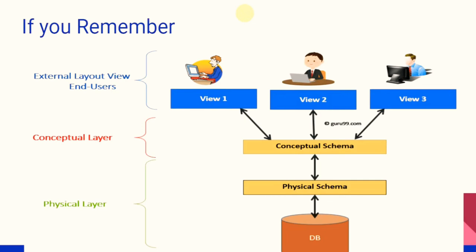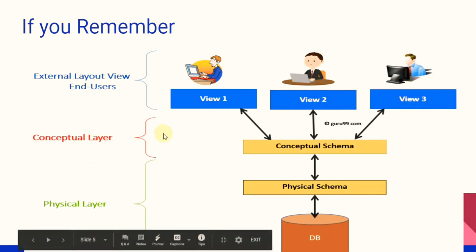If you remember, in the previous tutorial we explained the three-level architecture of a database. Number one is the external level or view level, where we provide more than one view of the same data present in the database. For user 1 we provide view 1, for user 2 we provide view 2, and for user 3 we provide view 3.